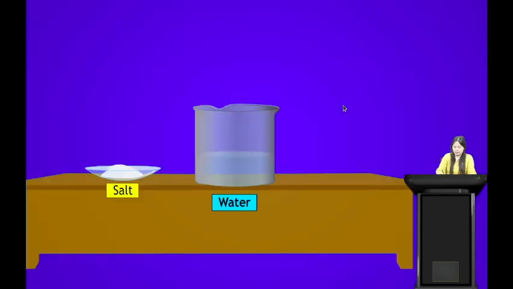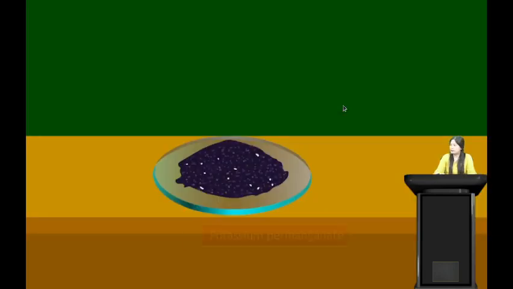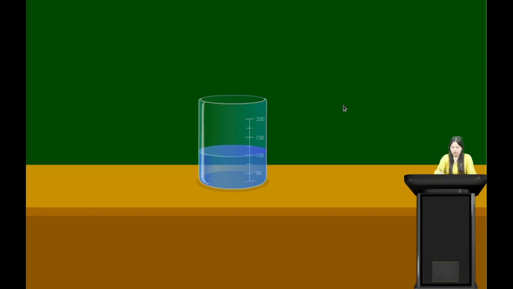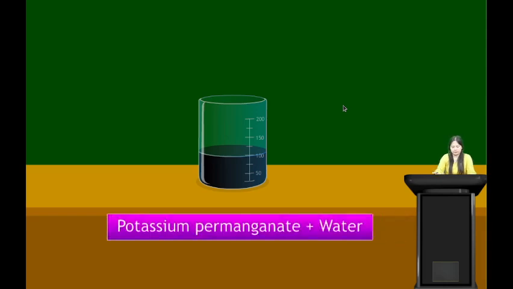Now let us see here, salt and water. Take water in a beaker and add some amount of salt into the beaker containing water. So we have salt plus water. Another example we have is potassium permanganate. Take water in a beaker and add some amount of potassium permanganate into the beaker. Stir it, let the potassium permanganate dissolve in water. So we have potassium permanganate plus water.